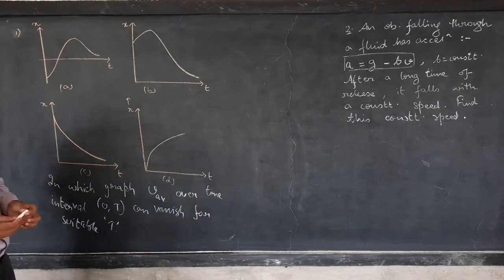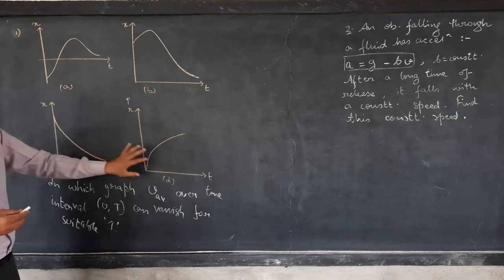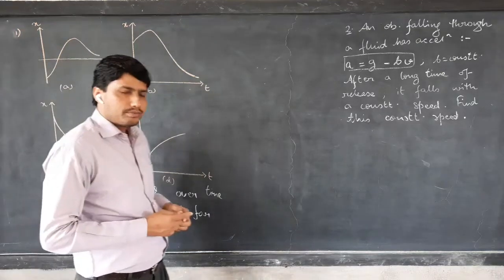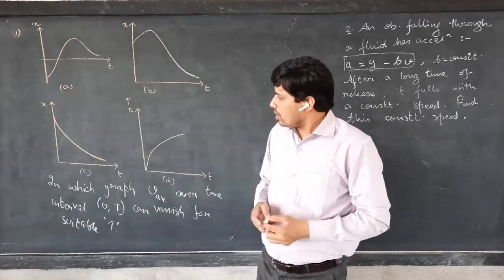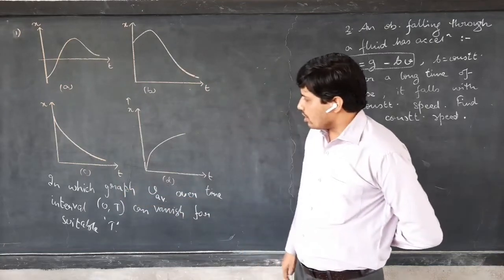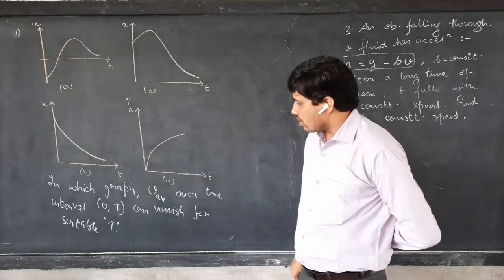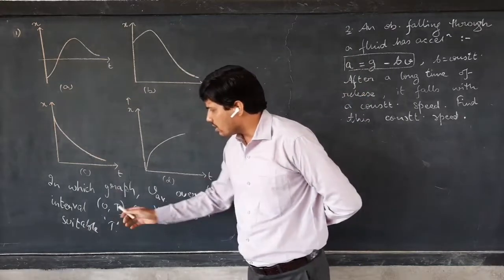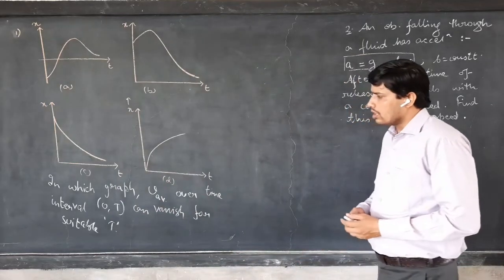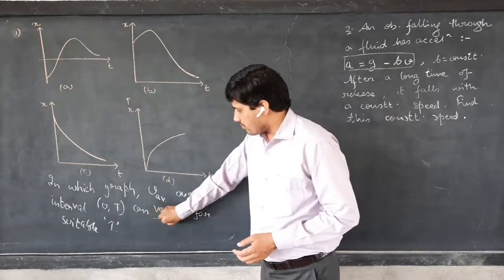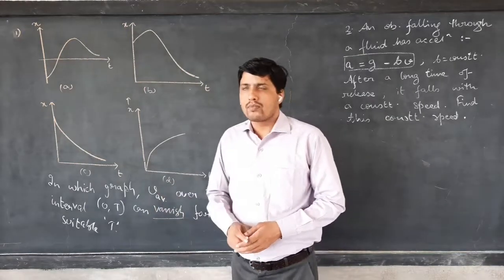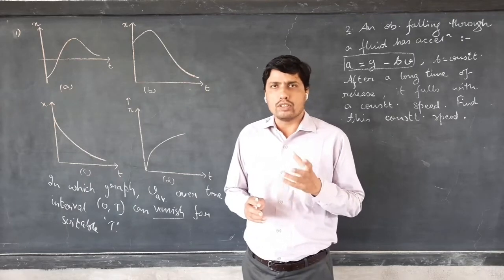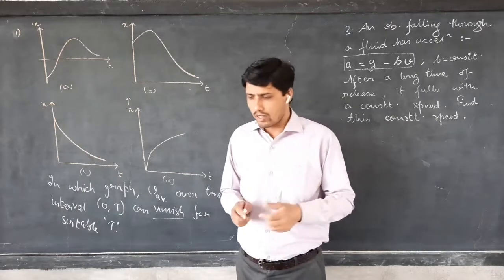Here goes the first question. Four graphs are given, A, B, C, and D, and these graphs are between position x and time t. Position-time graphs are given. The question is, in which of these graphs can the average velocity v average over some time interval 0 to capital T, where T is some suitable time, vanish? What should vanish? Average velocity. Out of these four graphs, where does the possibility lie to have zero average velocity during a certain interval?